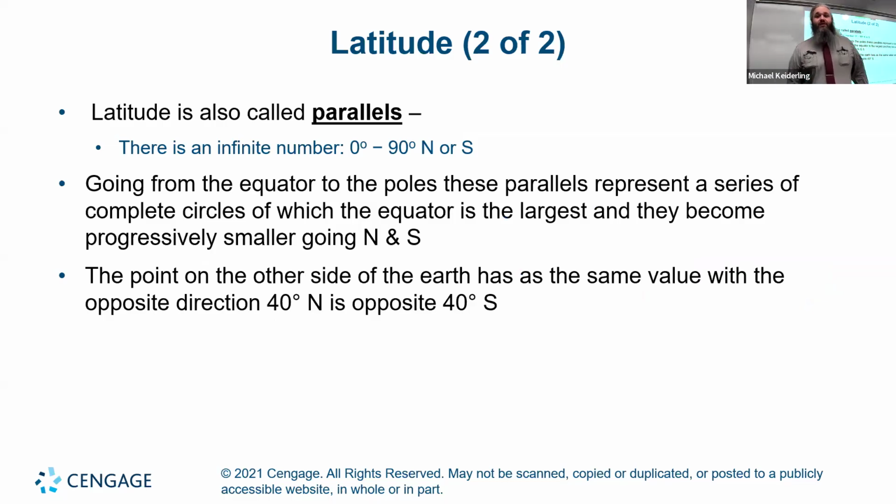Going from the equator to the poles, these parallels represent a series of complete circles in which the equator is the largest and they become smaller going north and south. And the point on the other side of the earth will have the same value with the opposite direction. So if you are at 40 degrees north, you go to 40 degrees south.